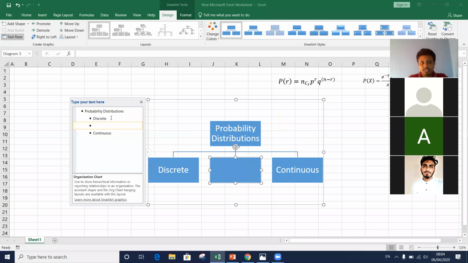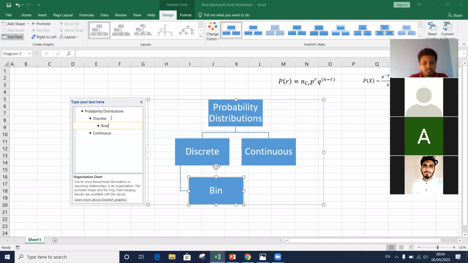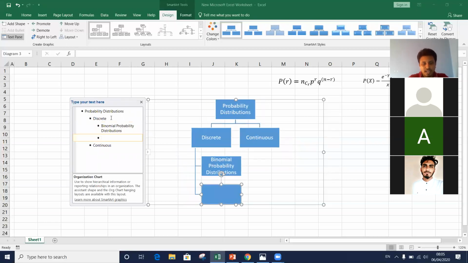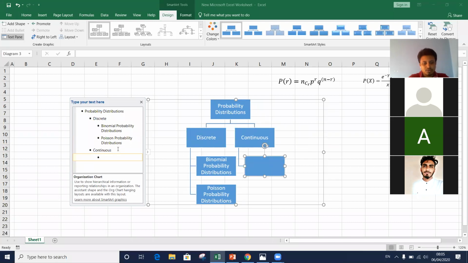Discrete probability distributions, again there are two types. One is the binomial probability distributions, right? And the other type is the Poisson probability distributions, right? Under continuous probability distributions, we want to discuss the normal distributions, right? Normal distributions, right?